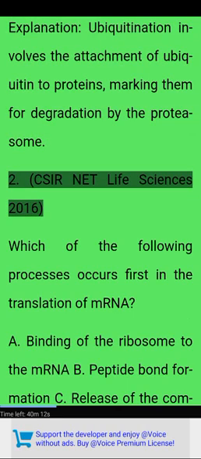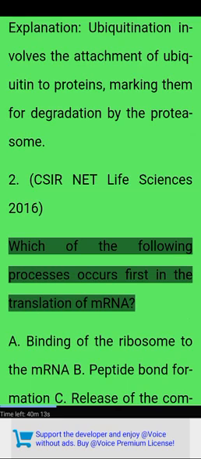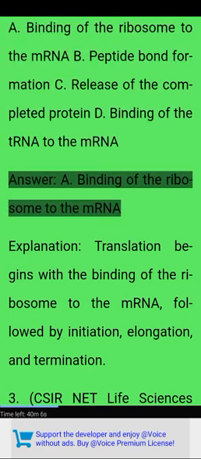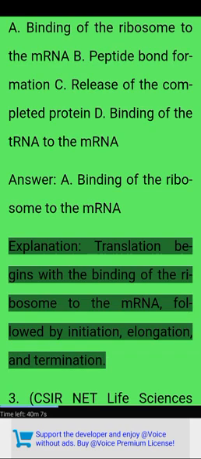2. CSIR NET Life Sciences 2016. Which of the following processes occurs first in the translation of mRNA? A. Binding of the ribosome to the mRNA. B. Peptide bond formation. C. Release of the completed protein. D. Binding of the tRNA to the mRNA. Answer: A, Binding of the ribosome to the mRNA. Explanation: Translation begins with the binding of the ribosome to the mRNA, followed by initiation, elongation, and termination.